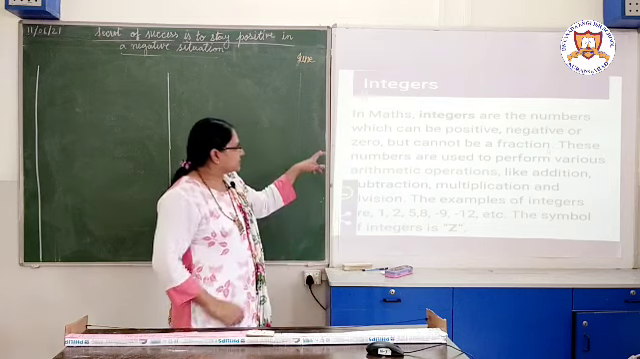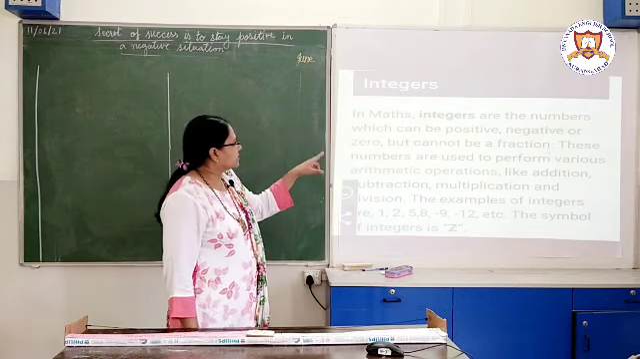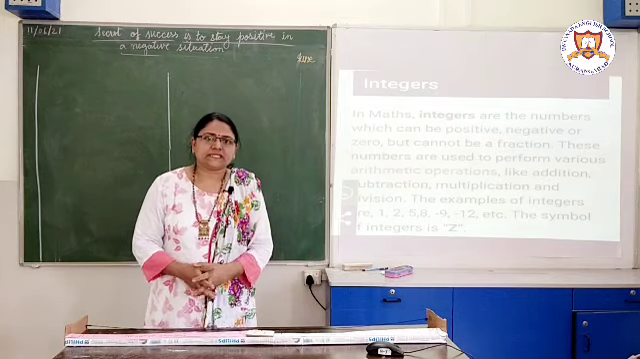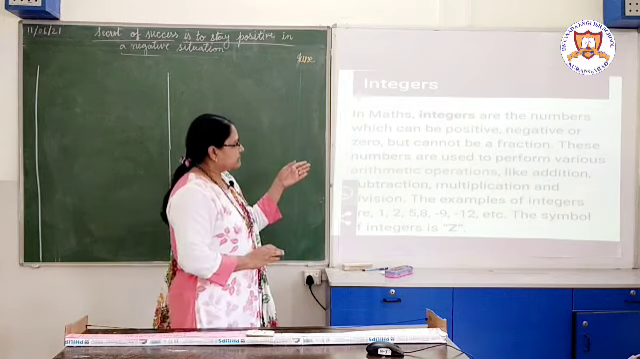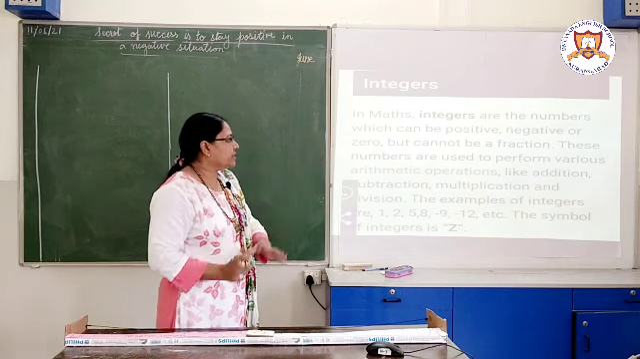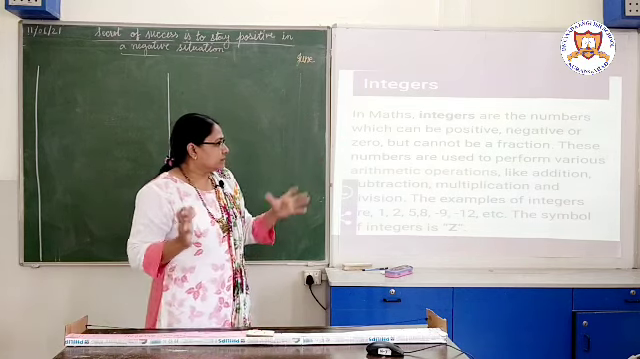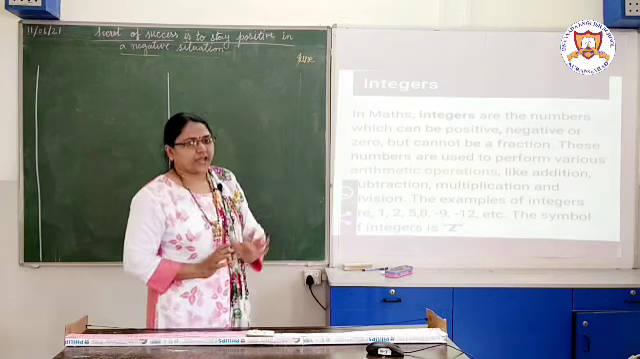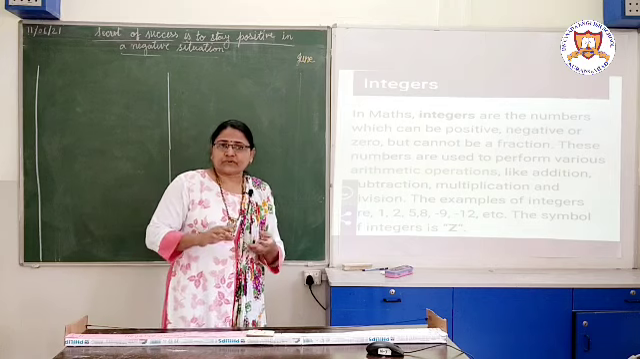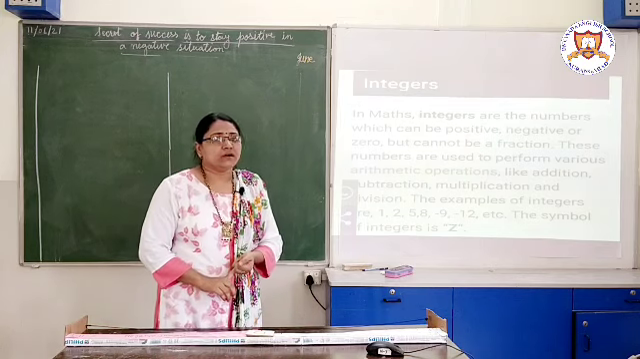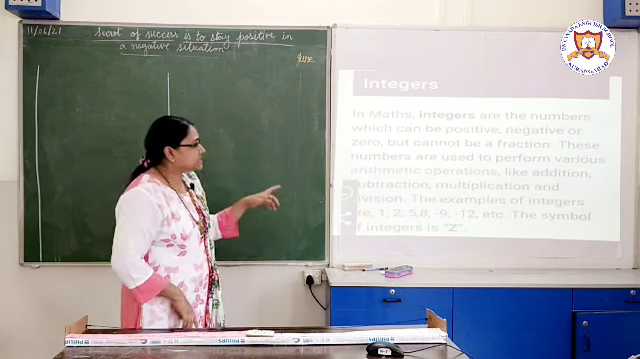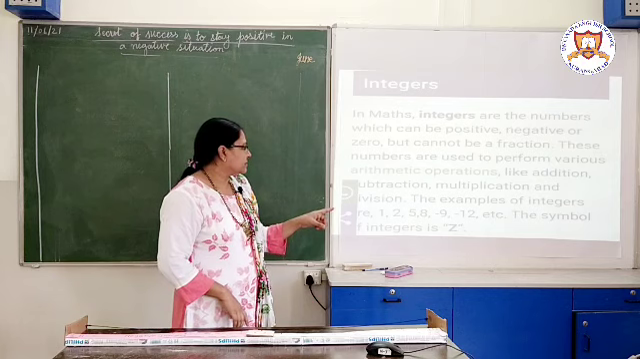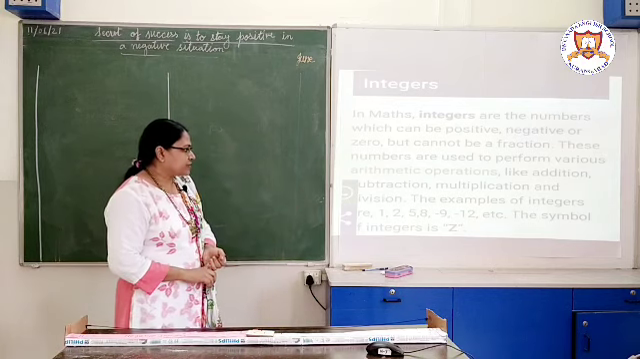So here, integers in maths are the numbers which can be positive, negative or zero. It is a collection of numbers, positive numbers and negative numbers including zero, and that collection of numbers is called integers. But they cannot be a fraction; the numbers cannot be in the form of fractions or decimals. These numbers are used to perform various arithmetical operations like addition, subtraction, multiplication, division.